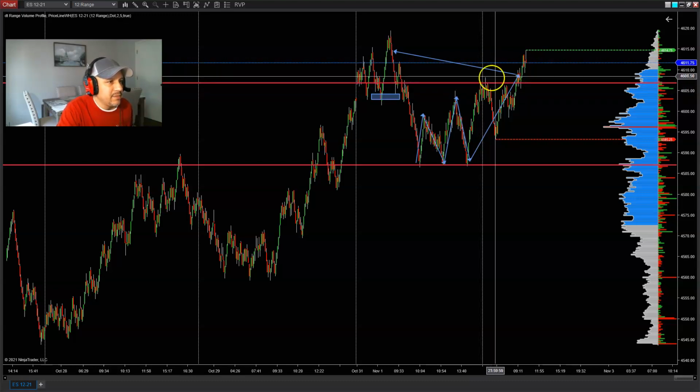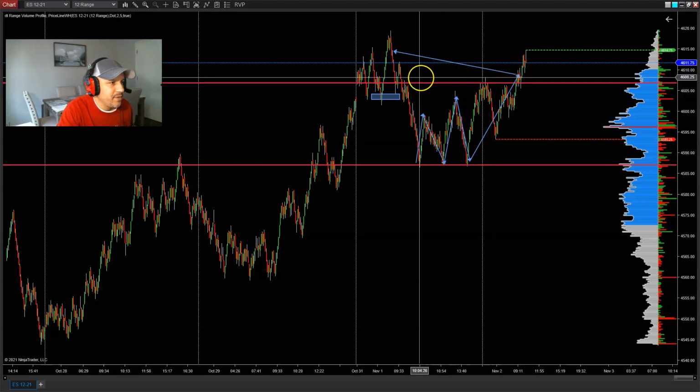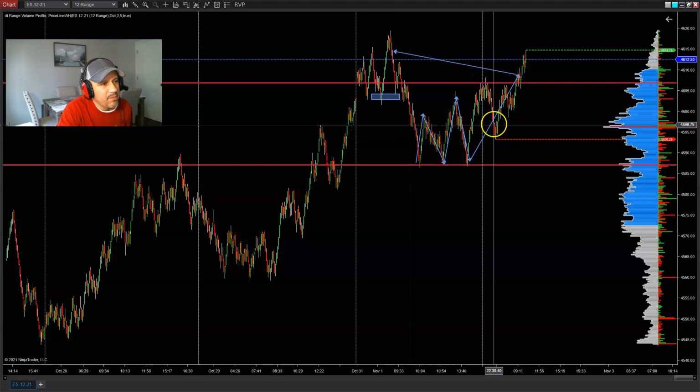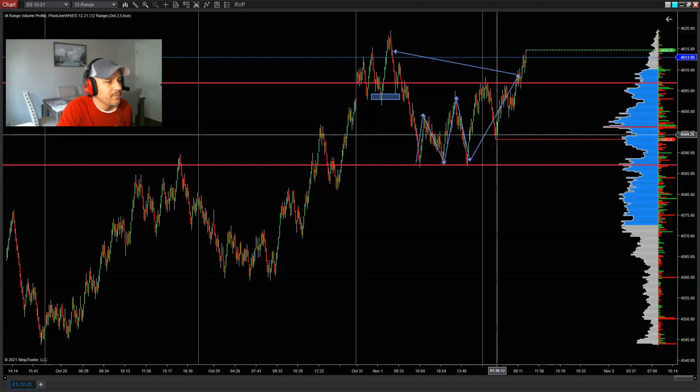See what it did? To the tick, right here, that wick filled in that area right there, okay? And what happened is after it did that, it pulled back, right? Pull back, okay? Pull back.